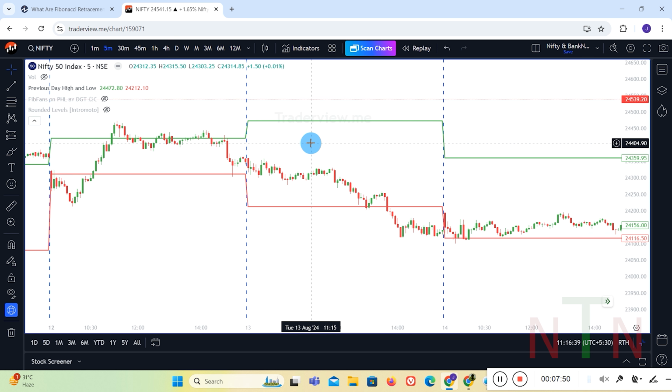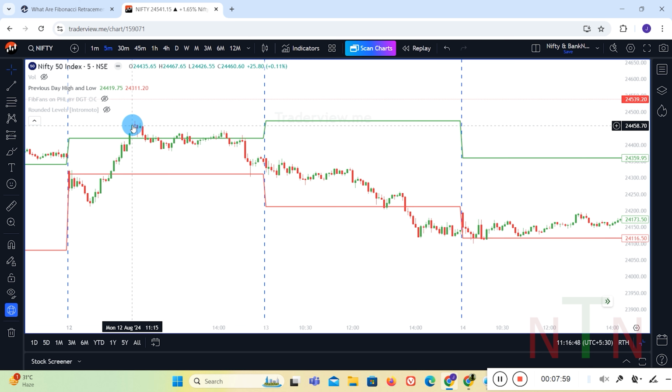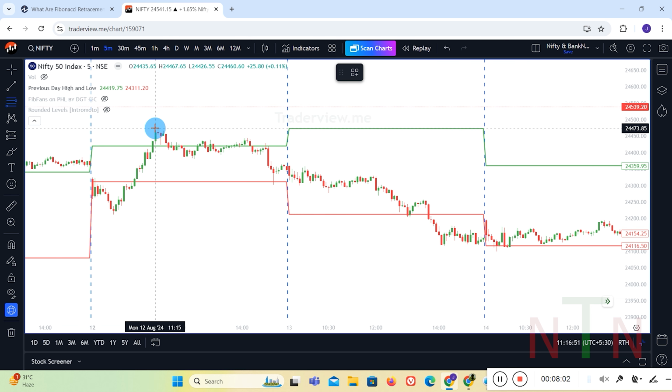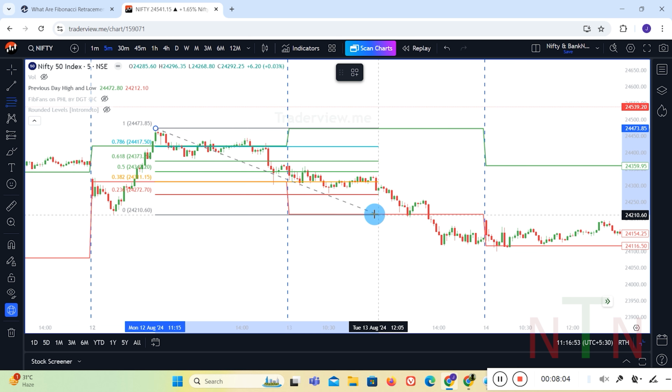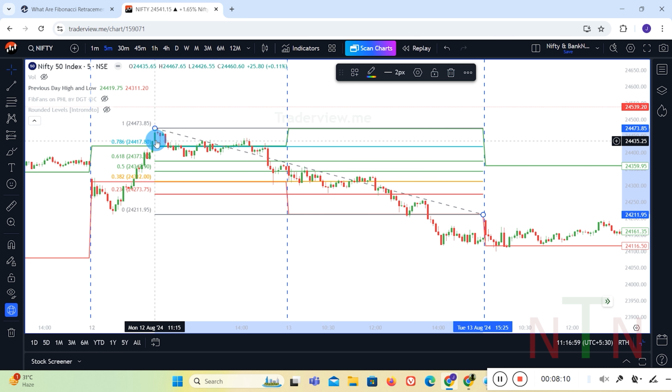When I draw a Fibonacci, we can draw it right at the day start itself. This is the previous day high low. When I draw from this point to this point, can you see this? I am getting these levels. This is the 0 level, this is the 100 level, 100%. I am extending it to the next day. Can you see this?